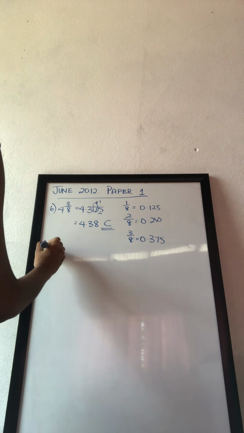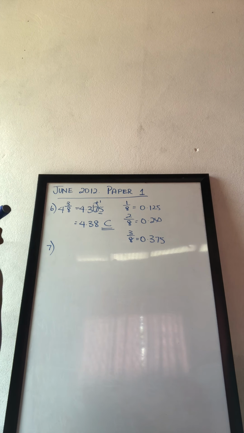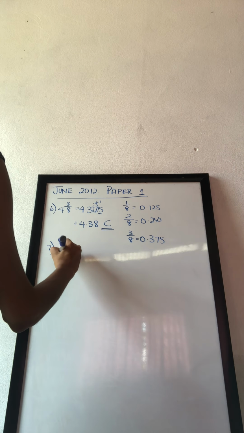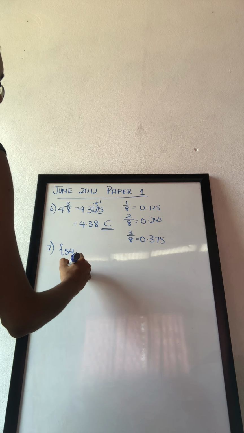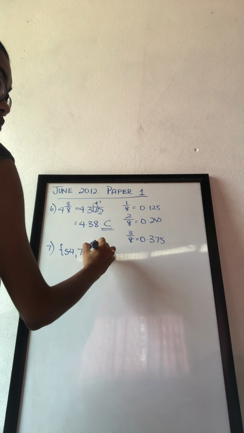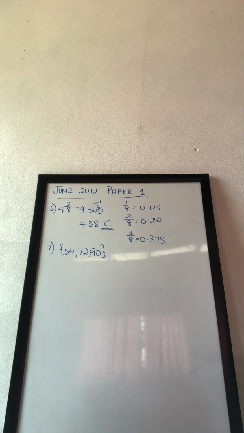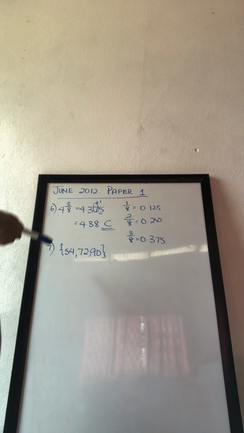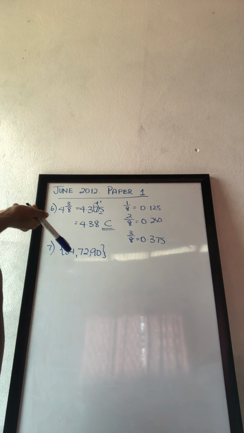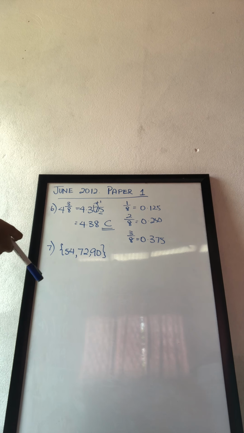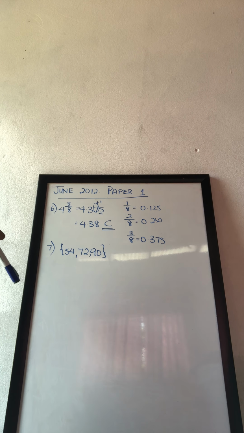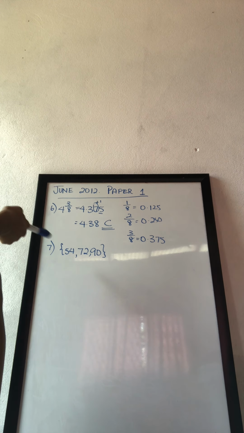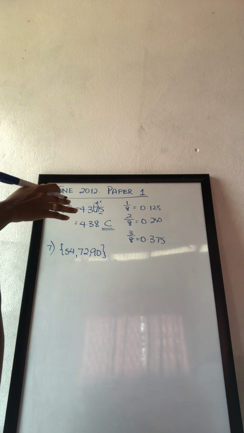Right? Number 7. What is the highest common factor of the set of numbers 54, 72, and 90? Alright, so highest common factor, we want the largest number that could go into these numbers here. Now we're doing it by trial and error. Let us look at the largest number that we have there, which is 1080, sorry, 1080. Now that number cannot go into any of these numbers, so immediately we cancel that.